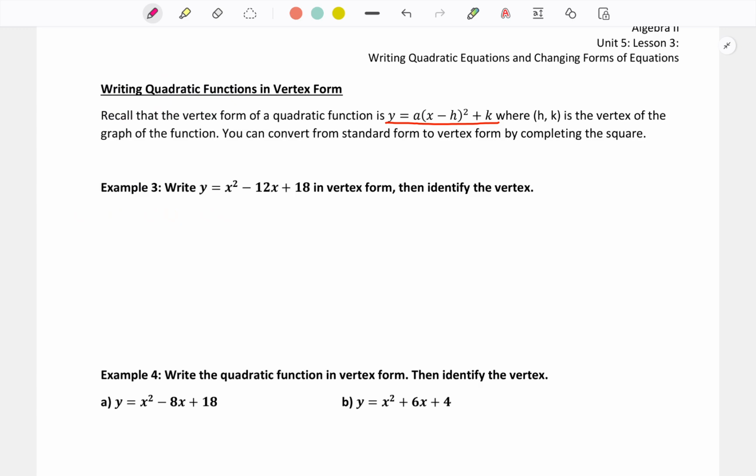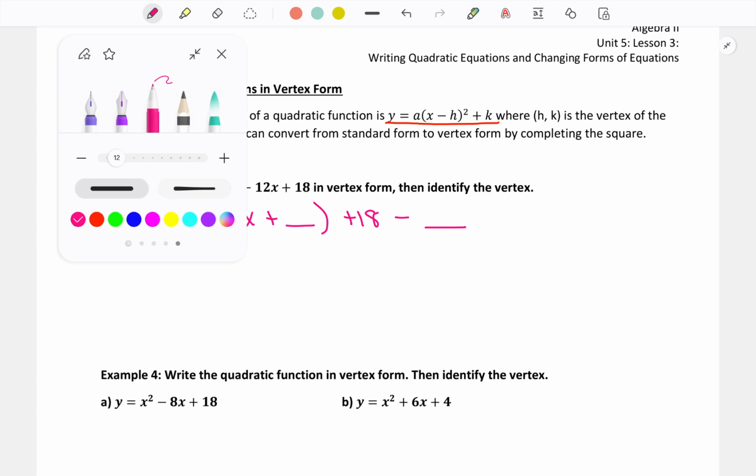So we are going to section off that quadratic and linear term. So we're going to have y equals, parentheses, x squared minus 12x, and I'm going to go ahead and insert that blank that we need to complete the square. But I'm not going to move the 18 this time. What I'm going to do instead is subtract that same blank since we are staying on the same side of the equation. And now I'm going to complete the square.